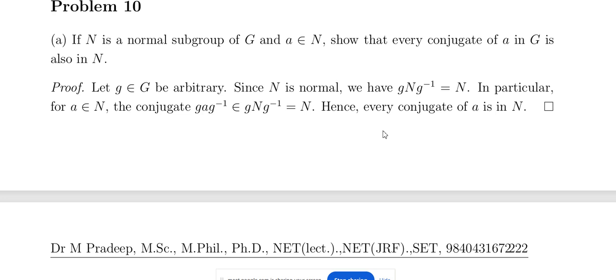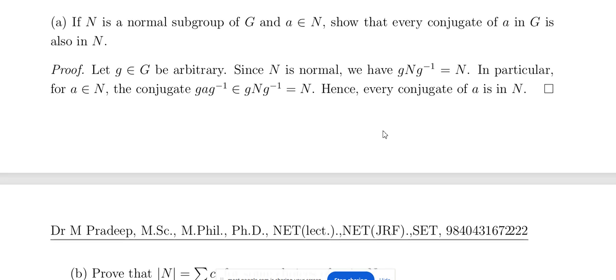So N is a normal subgroup of G, A belongs to N, and every conjugate of A in G is also in N.